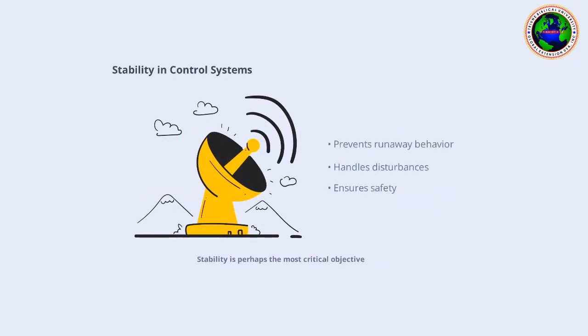Stability is perhaps the most critical objective. A stable control system keeps the output from spiraling out of control even when faced with disturbances. For example, if a gust of wind hits a drone, a stable control system will quickly bring it back to its intended flight path. Without stability, systems can become dangerous or unusable.